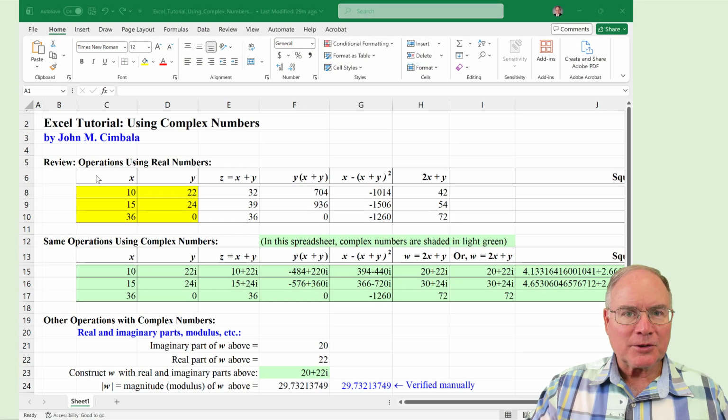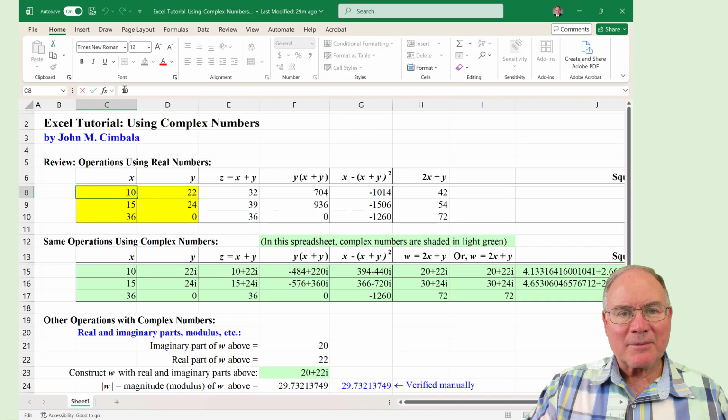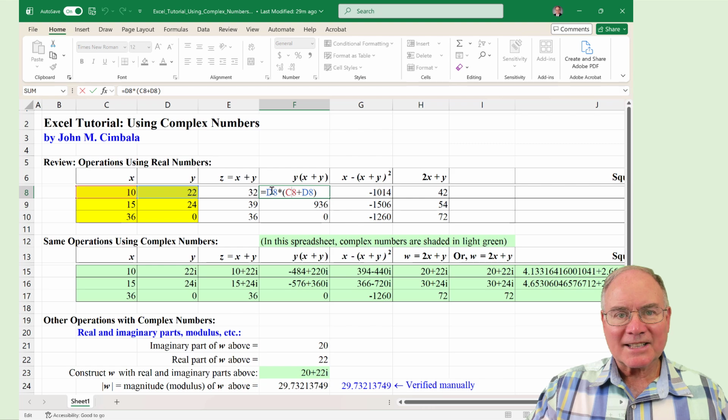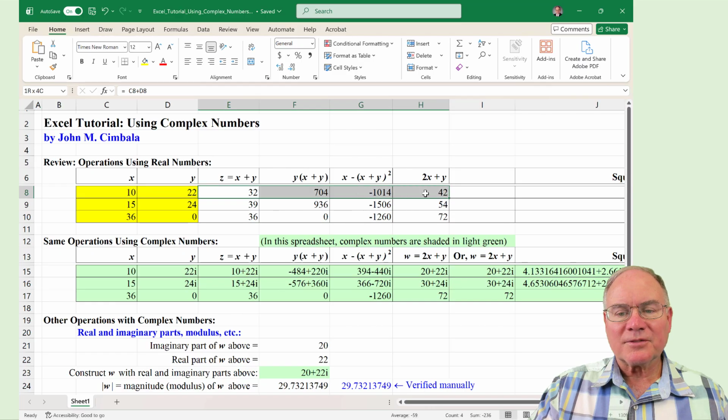Let's start with a review of real number operations. I highlight cells in yellow that I just type in numbers. For example, here I just typed in 10. If we want z equal x plus y, we just type equal these two cells with a plus sign. And for multiplication, we use the asterisk and parentheses, and we can build up more complicated expressions using the hat for an exponent, and other operations as desired. I use the fill handle to fill in the other two rows.